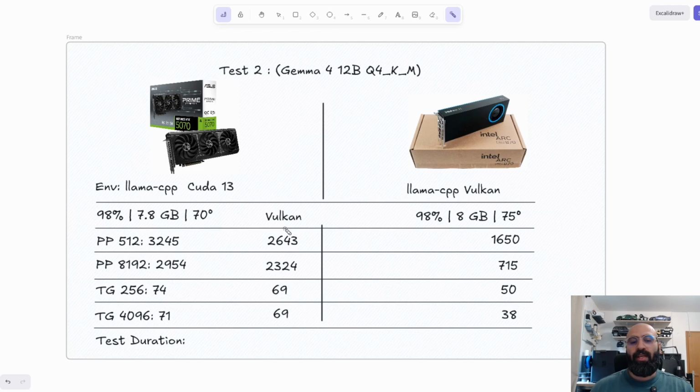Anyway, for the RTX Vulkan driver, super close, 69 or almost 70 compared to 74 on the CUDA driver. Token generation for 4,000 tokens, it scored 71. Again, we are not seeing a big difference or a big drop down. And on the Intel it's a different story. It scored 50 on 256 tokens. Here it scores only 38, which is almost a 30% drop down.